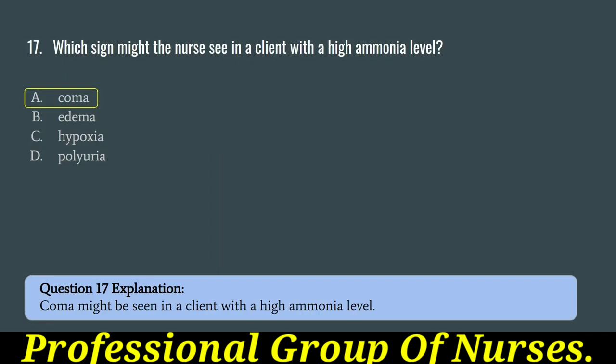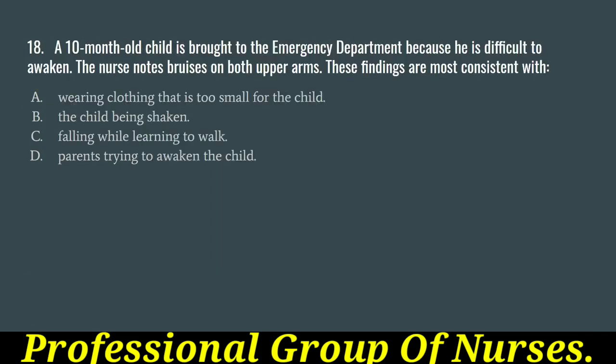Question 18. A 10-month-old child is brought to the emergency department because he is difficult to awaken. The nurse notes bruises on both upper arms. These findings are most consistent with A. Wearing clothing that is too small for the child. B. The child being shaken. C. Falling while learning to walk. D. Parents trying to awaken the child.